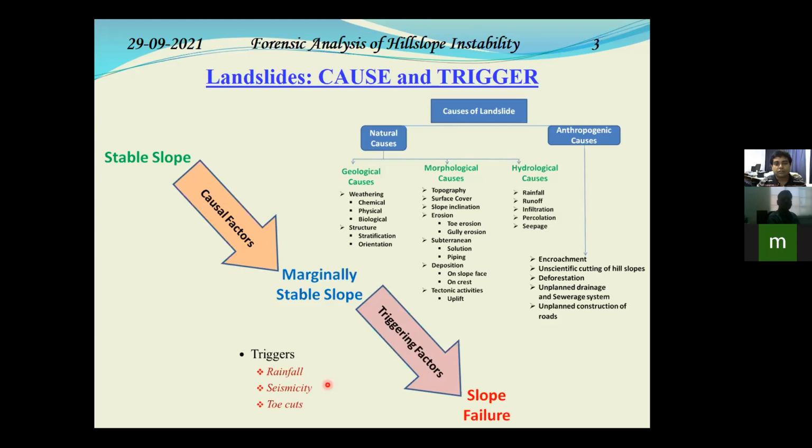Now, there are thousands of mitigation measures. Each different mitigation measure calls for a different type of understanding of the failure. And that's where the word forensic comes into the picture. So you go to a site, see a failure, try to find out its root cause, and then go for the next step of mitigation or restoration or whatever you want to do with that project.